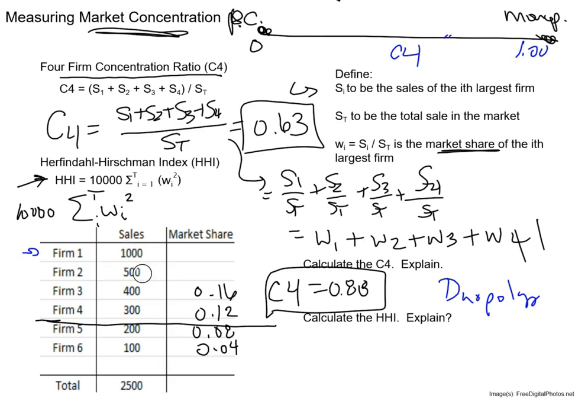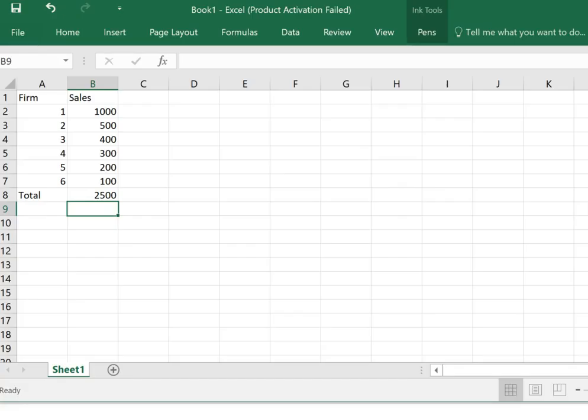So I'm going to go back to my original values of 1,000 with my market shares of 0.40 and 0.20. And actually, I'm going to bring up Excel and carry it out there. Okay, so I just moved the data over to Excel. Notice the equation there. I'm just summing up the total sales of 2,500.